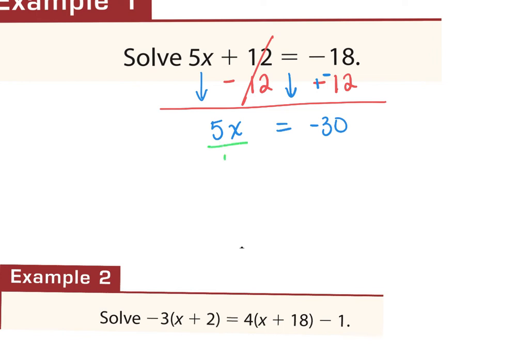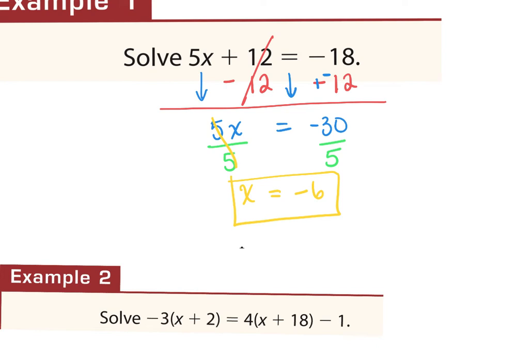Now I have all my variables on one side, my numbers on the other, and now I can do my division. So I'm going to divide both sides by that 5 over here. 5 divided by 5 gives me that 1x that I was trying to get. Negative 30 divided by positive 5, we're going to apply those rules. Negative divided by a positive gives me negative 6. Now the nice thing about algebra problems is I can check them, right?